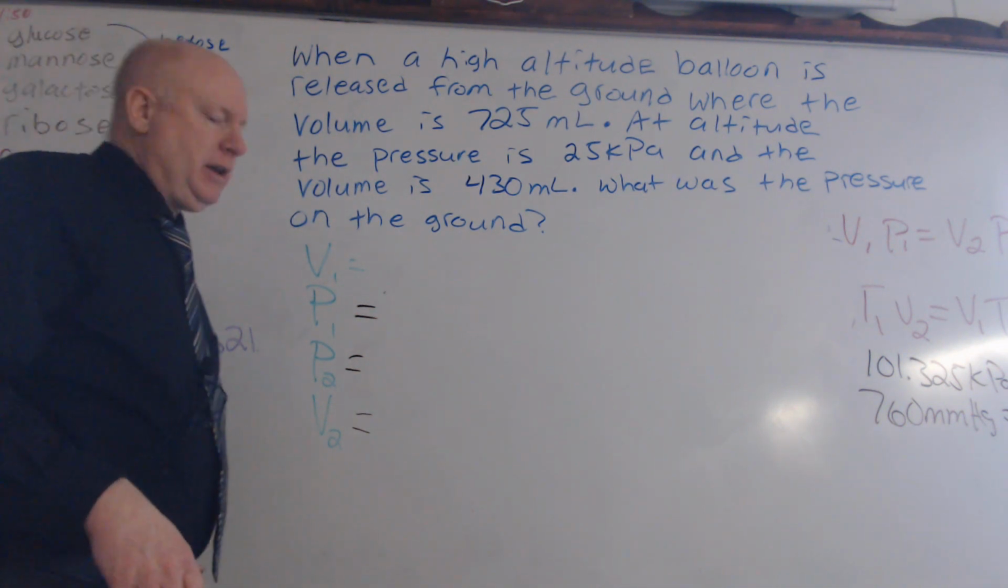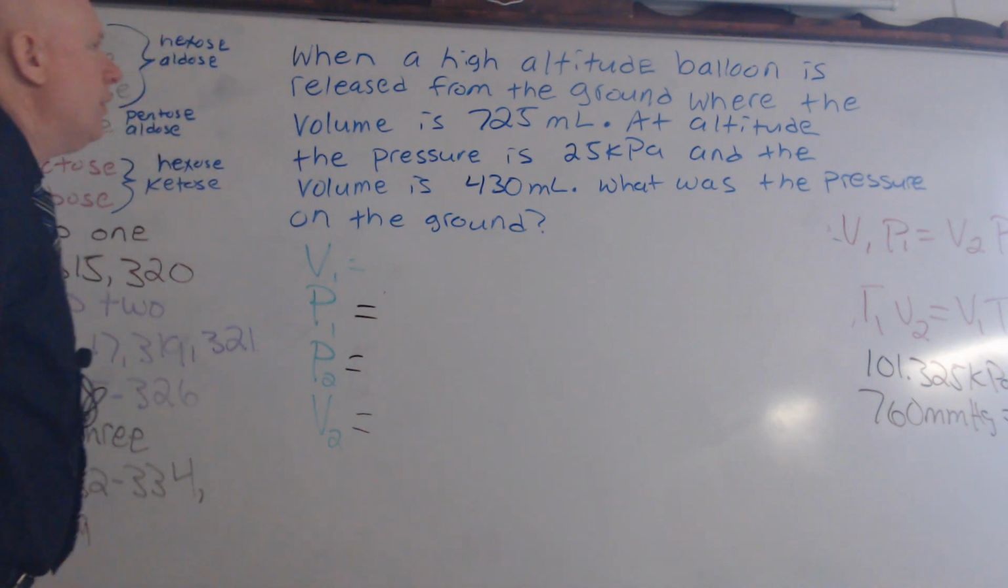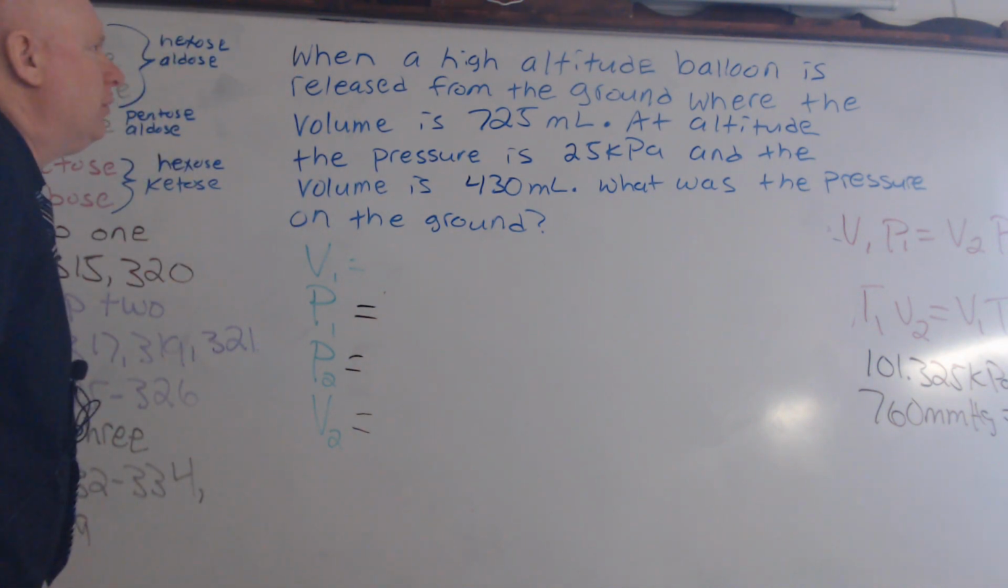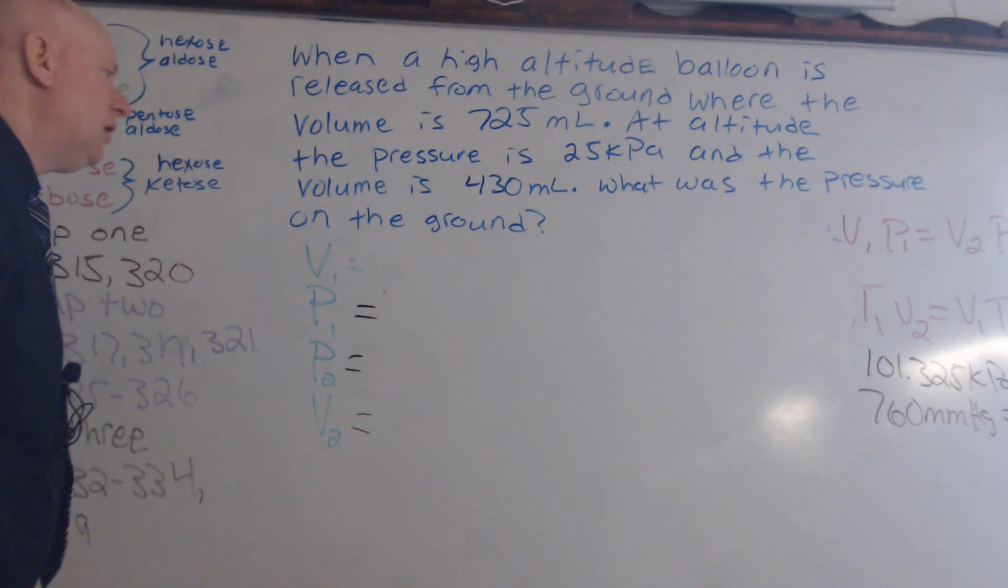Okay, but in this case, when a high altitude balloon is released from the ground, where the volume is 725 milliliters, at altitude the pressure is 25 kilopascals and the volume is 430 milliliters. What was the pressure on the ground?